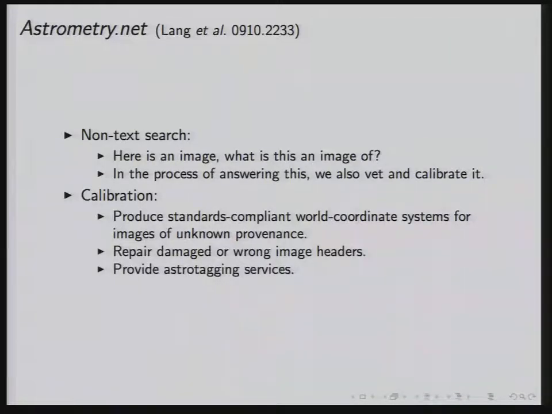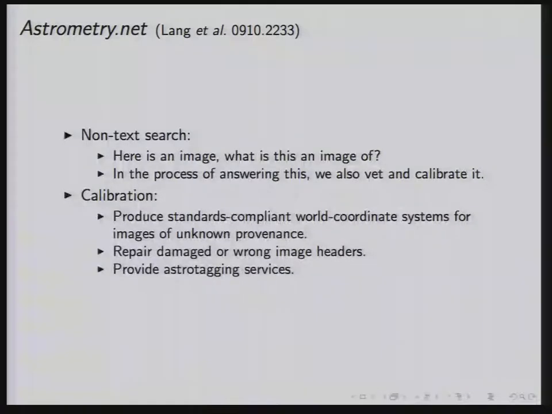The idea behind this project was, well, we had various ideas behind it. One way of thinking about it is as a computer vision project, where you say, this is an image, what is it an image of? Sam and Dustin were interested in it from that perspective. I was actually interested in it from a very different perspective. I have astronomical data that's corrupted, and I want to uncorrupt it.